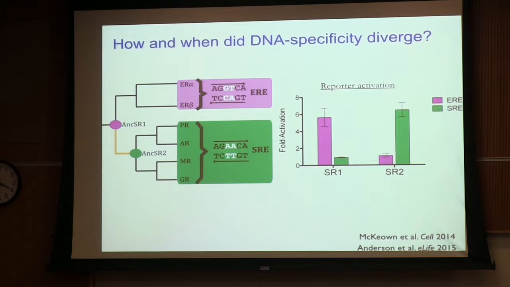So let's color code those ancestors. The trajectory of functional evolution is from a specific ERE activator to a specific SRE activator. So no, the ancestor is not promiscuous. The idea that evolution always proceeds from promiscuous to specific is wrong. It happens sometimes, but here's an example of evolution from one form of specificity to another form of specificity.